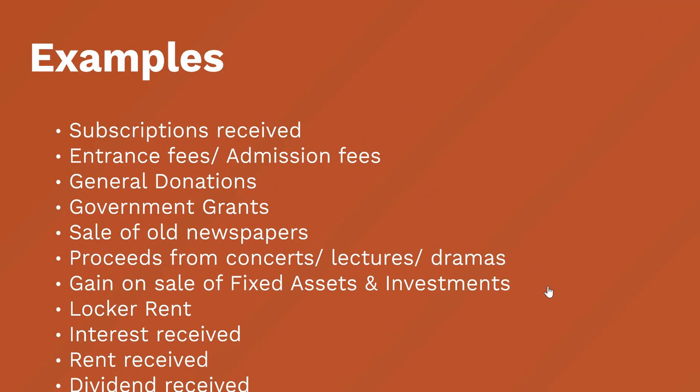Examples: subscriptions received from members, entrance fees, admission fees received, donations which are used not for a specific purpose, grants from government, income from sale of old newspapers and periodicals, proceeds from concerts, lectures and dramas, gain on sale of fixed assets and investments, locker rent, interest received, rent received, and dividend received.